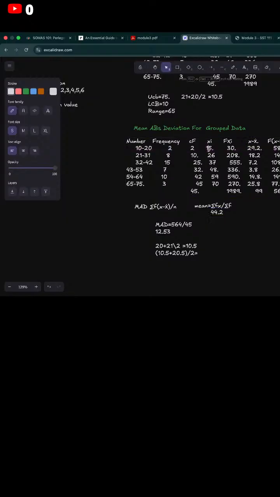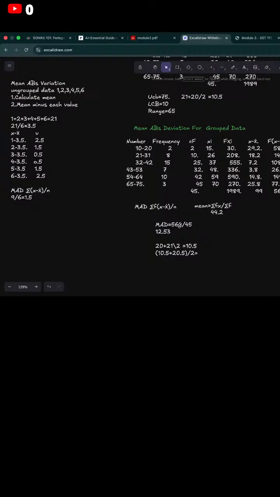Then you come here, this is our x. Our x is 15 minus 44.42, which is our mean. We should get this number. You do this for the other numbers. Then to get frequency times x minus mean, this is our frequency, 2 times this number, we should get 58. After doing that, we do a summation, and we should get this number.